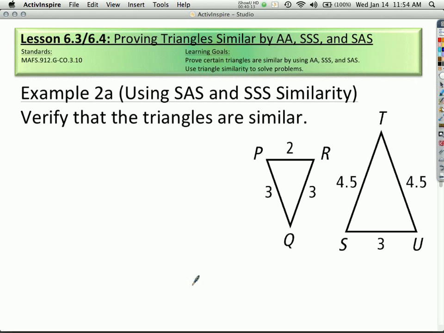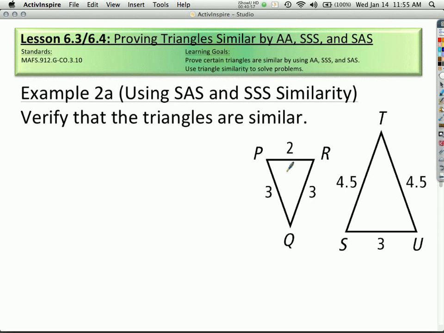And this is going to require a little bit of a shift in thinking. To use SAS or SSS, we have to demonstrate ratios are equal to each other, and we also have to identify corresponding sides. So we have no angle measurements at all, no indications that we have congruent angles at all. So we can't use angle at all. In fact, I'm not sure if we could use side angle side at all. So let's start with the sides.